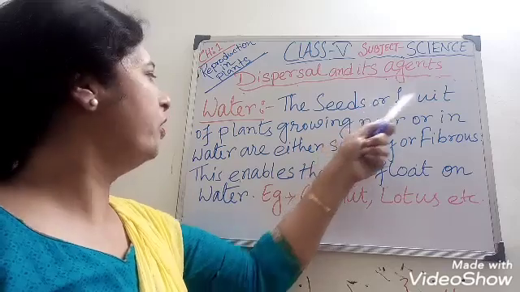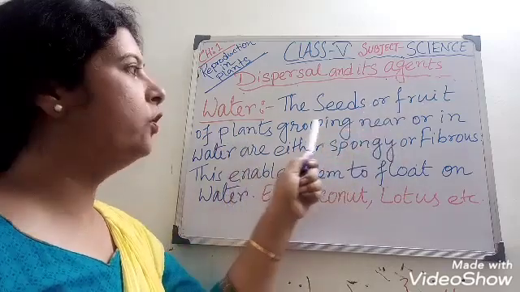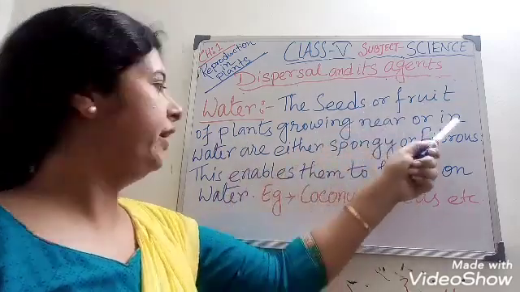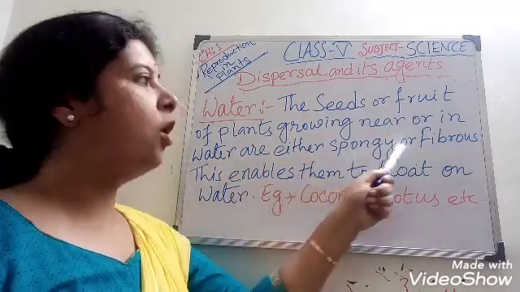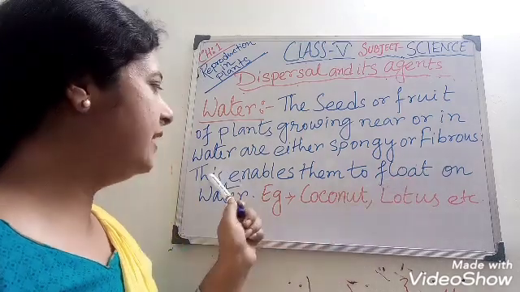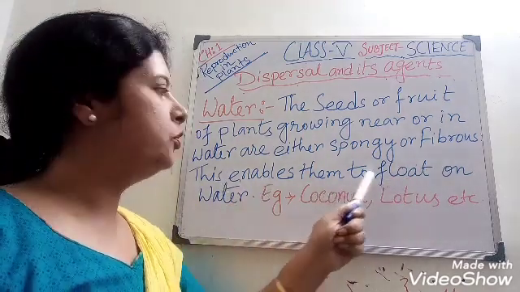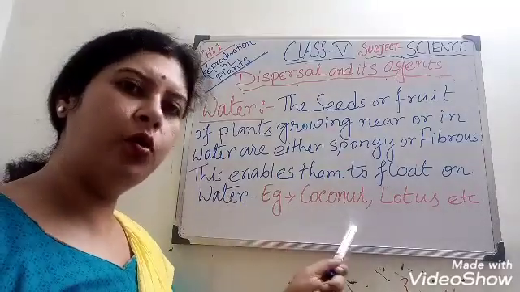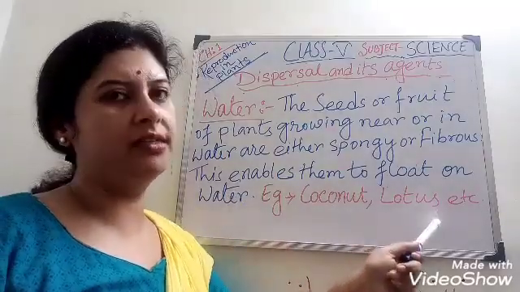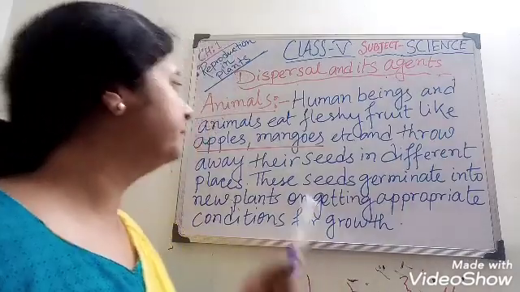The seeds or fruit of plants growing near or in water are either spongy or fibrous. This enables them to float on water. Example, coconut and lotus.